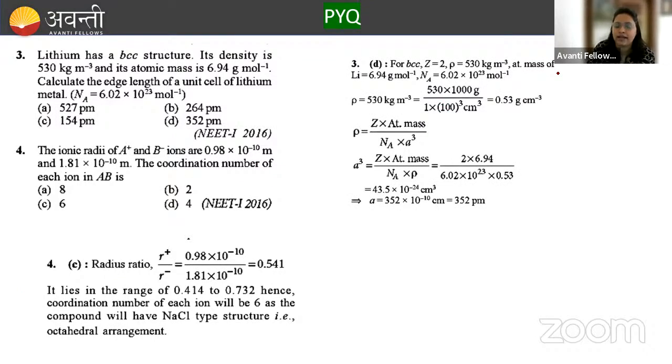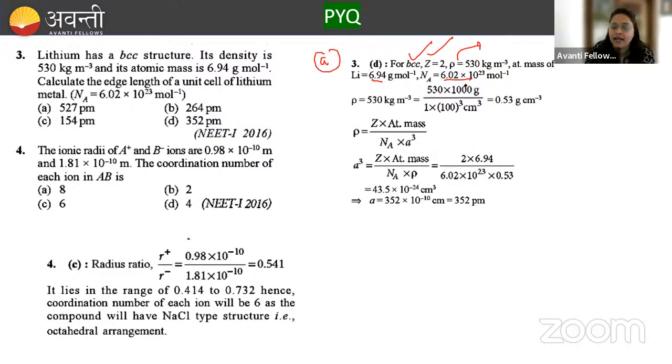Okay, maths use करना है यहाँ पे. For BCC, you know how many atoms are present? BCC unit में कितने atoms होते हैं? Atoms 2 होते हैं per unit cell. ठीक है, हमको डेंसिटी दी हुई है kg per meter cube में. ओके, एटॉमिक मास कितना है लिथियम का? दिया हुआ है 6.94 ग्राम पर मोल. We need to calculate the edge length, that is a. We need to calculate a, that is unit cell length.